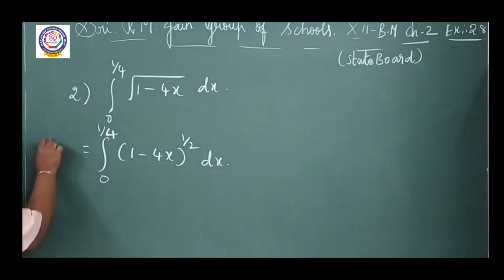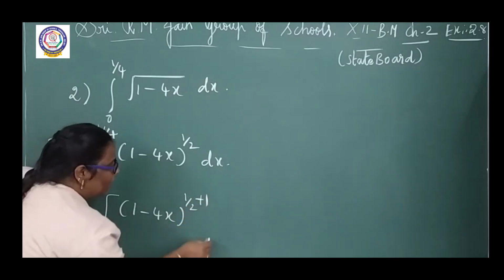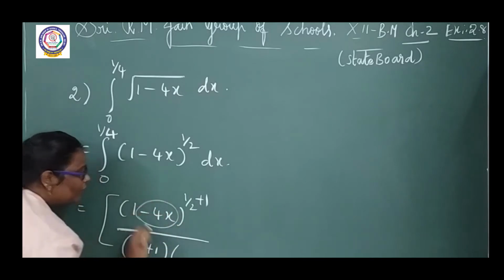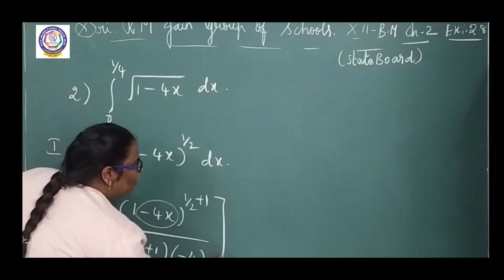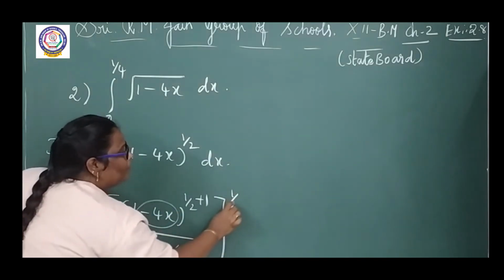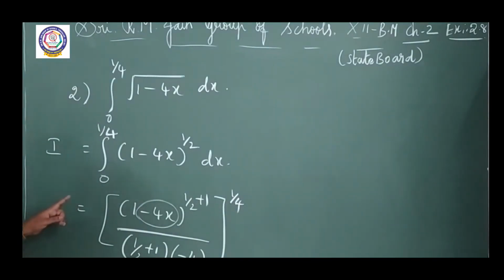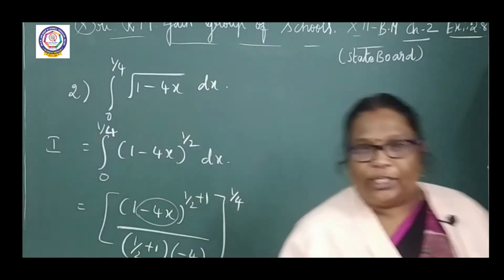Whatever the term, take it as I equal to. What is the formula? x power n plus 1 by n plus 1. So 1 minus 4x whole power 1 by 2 plus 1, by 1 by 2 plus 1, into the coefficient of x, which is minus 4. The limit is 0 to 1 by 4. Once you apply the integration formula, you put the square bracket and put the limit also. You don't use the integration sign.